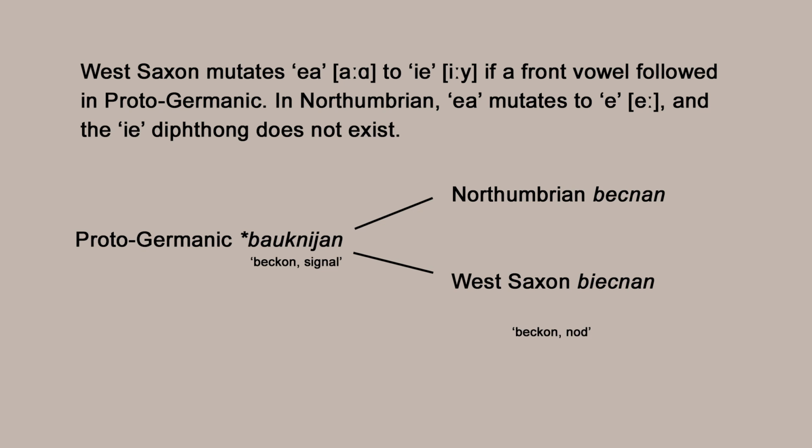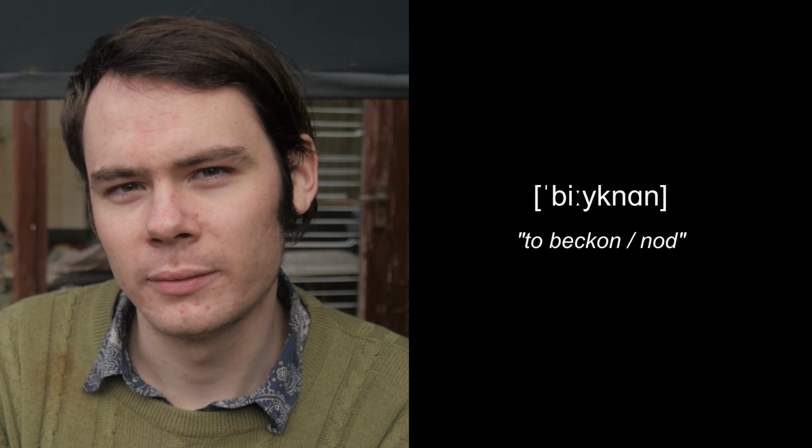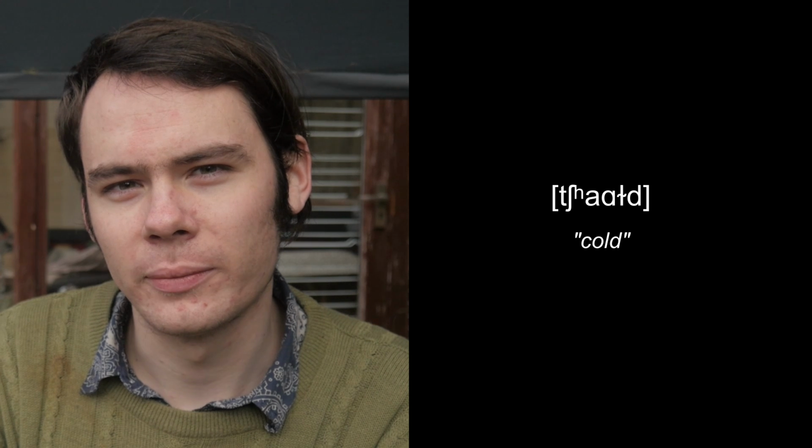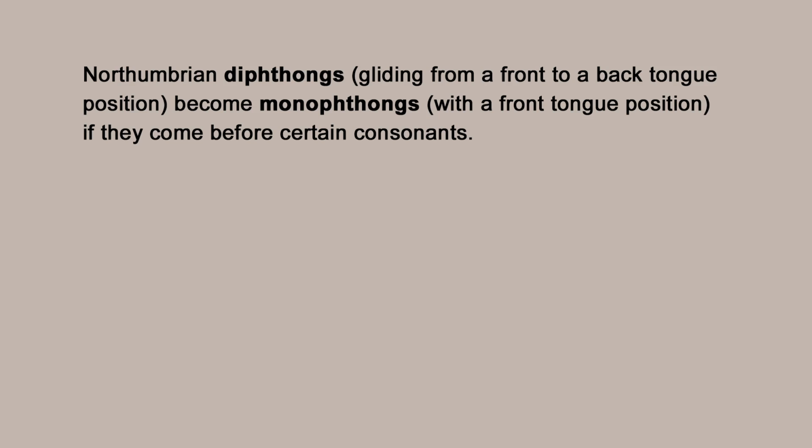The short U and long EU diphthongs of West Saxon don't exist in Northumbrian. In their place, you'll have another vowel depending on what the Proto-Germanic word had. Byknon, beknon. Where you find the short diphthong ow in West Saxon, sometimes instead you just find a in Northumbrian. Chald, gald. Northumbrian diphthongs, or gliding vowels that glide from one quality to another, get smoothed or monophthongized when they appear before certain consonants. A becomes a, eu becomes e.